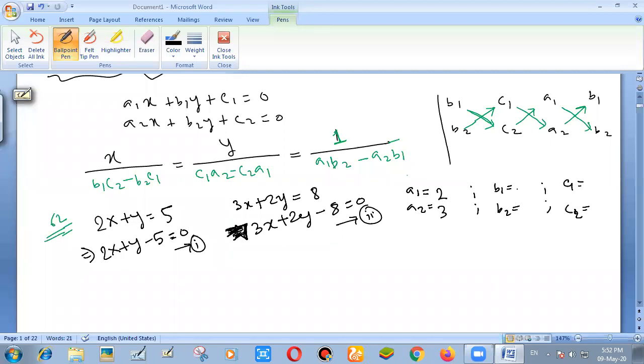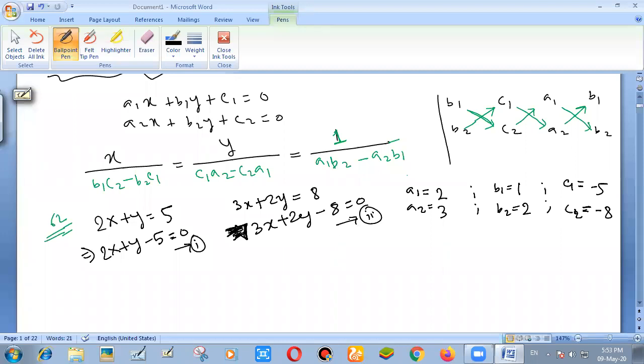3. B1, Dipjyoti, tell me, what will be the value of b1? 1. B2? 2. C1? Sir, b2 1. How can b2 be 1? B2 will be 2. Dikshita, tell me the value of c1. Sir, minus 5. Yes, good. C2 will be minus 8.